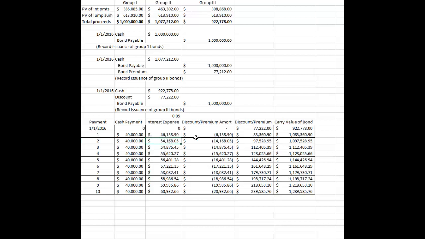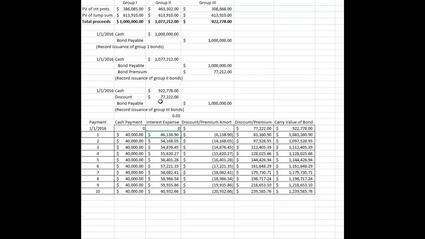Notice here it's larger. Let's just talk briefly about that. This makes sense because my cash payment, the interest I'm paying, is 40,000. When I issued these bonds up here, I issued them at a discount, meaning I didn't get enough cash, right? I only got 922. I wanted a million. So I kind of got ripped off, right? I got 77,000 less than I wanted.